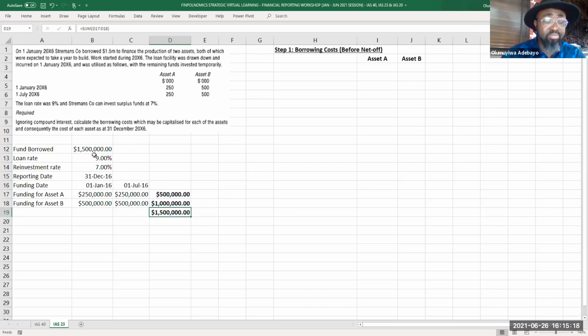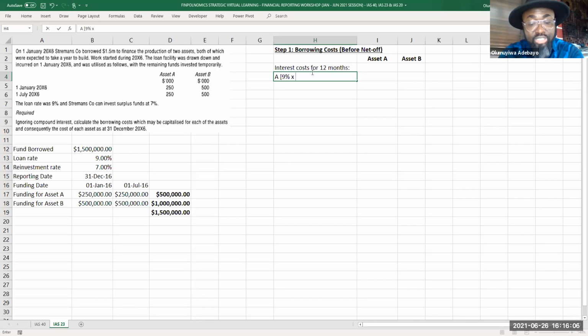I remember, even if they borrow 1.5 million but they spent only 1.2 million on this asset, it is only the borrowing cost incidental to the 1.2 million that will be capitalized, not the entire 1.5. The portion relating to 300,000 will be expensed because it has nothing to do with the asset. Let us take note. Now, the question is this. The loan of 1.5 million was borrowed for a whole year, which means the interest cost for 12 months is as follows. For A, it is 9% of the total amount borrowed with respect to construction of asset A, which is 500,000.